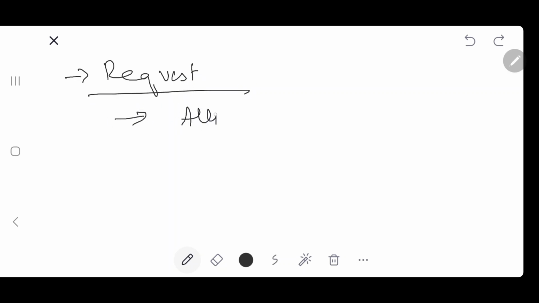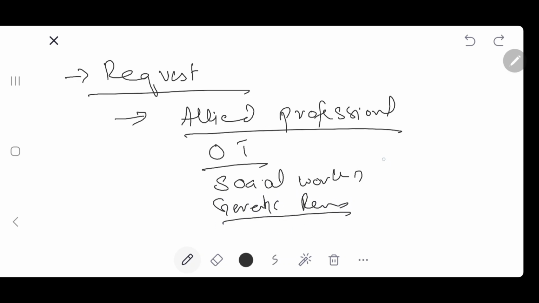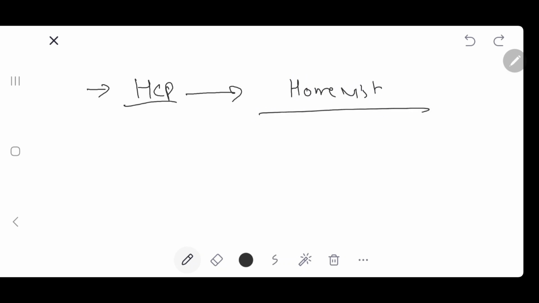So moving on to the request letter. Most of the time, we are writing this letter to allied professionals, let's say for occupational therapy, to the social worker, for the geriatric review, for pension care, diabetic foot care, and so on. In this letter of request, we are requesting some other healthcare professional to pay a home visit to the patient's home. Is it clear to you? Basically, it's also a referral letter, but the most important thing will be the reason for the request.